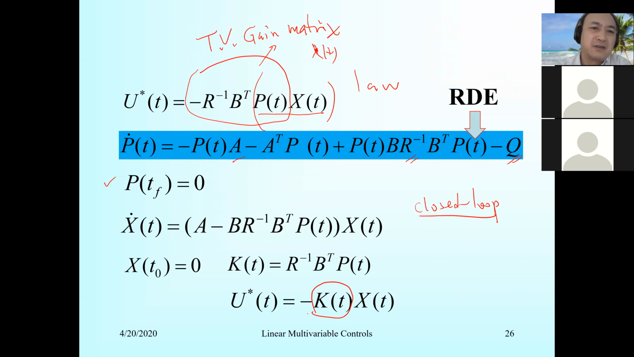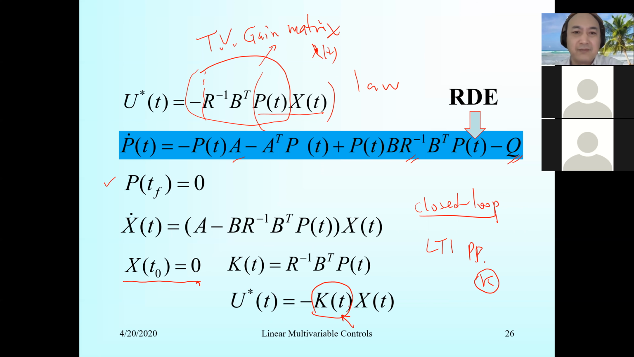Maybe we should just say it without this minus sign. And x(t0) is zero, so we start from zero here. It looks trivial, but the only thing different from our perspective here compared to the LTI system pole placement is that there you get K as a constant. But in here, it turns out K is not a constant.